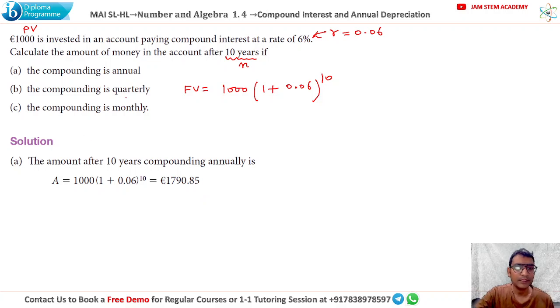Now in the second part, if it is compounded quarterly, it means 4 times in a year. So that's the K value.